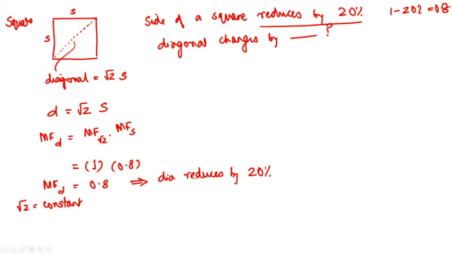Please type in yes if you have understood what I have done. If you have not understood this concept, ask me. If you have understood this concept, please type in yes. It reduces. Pathak used to say it should say reduces by 20%, not just 20%.